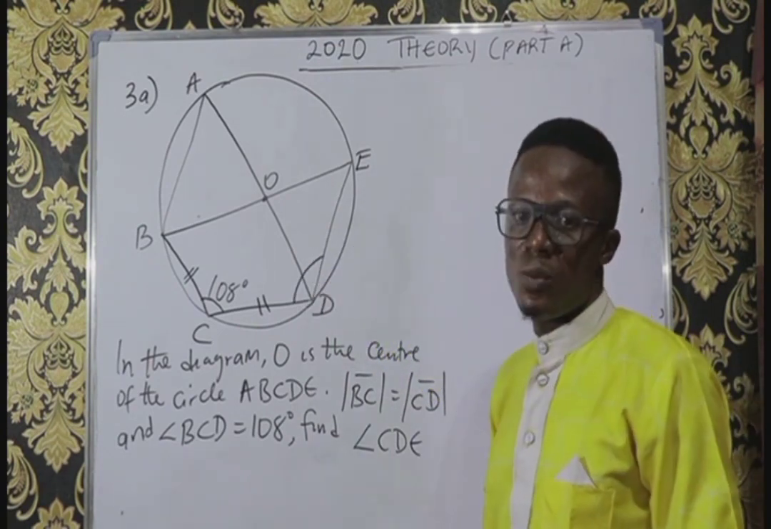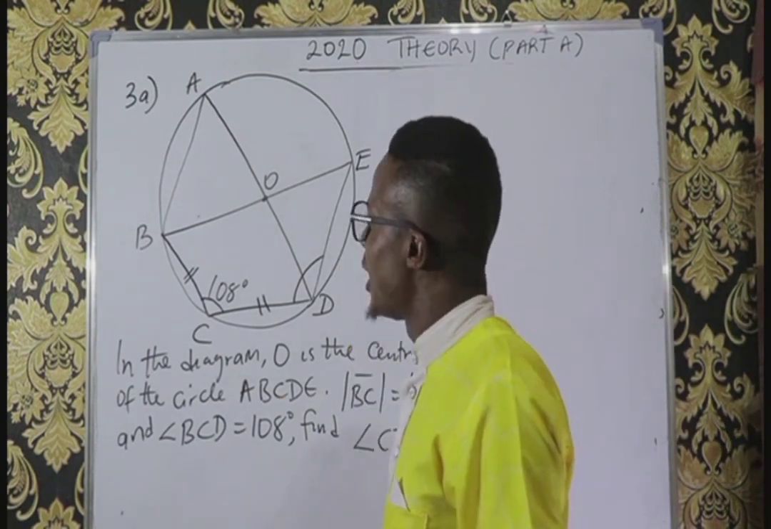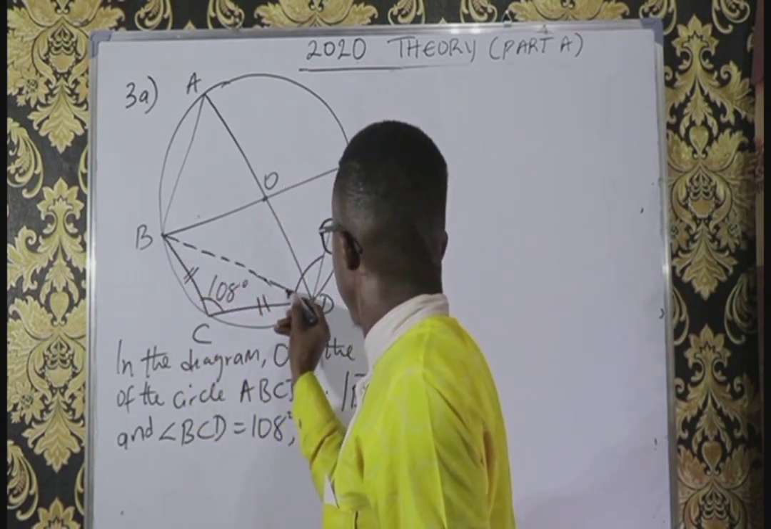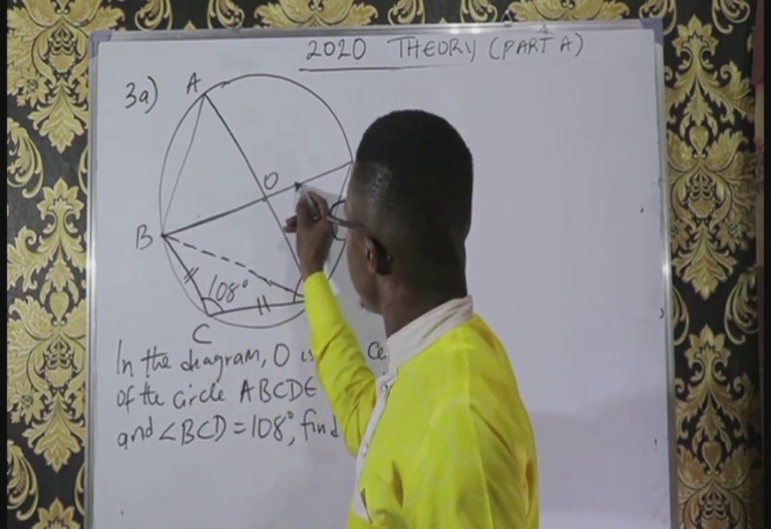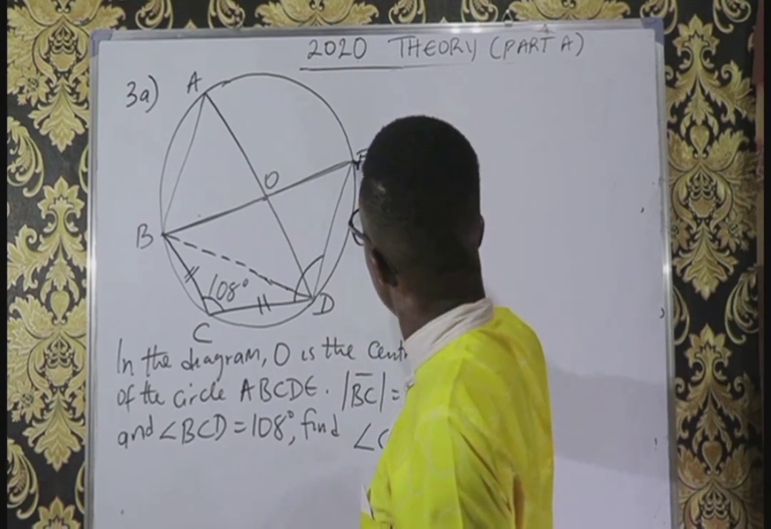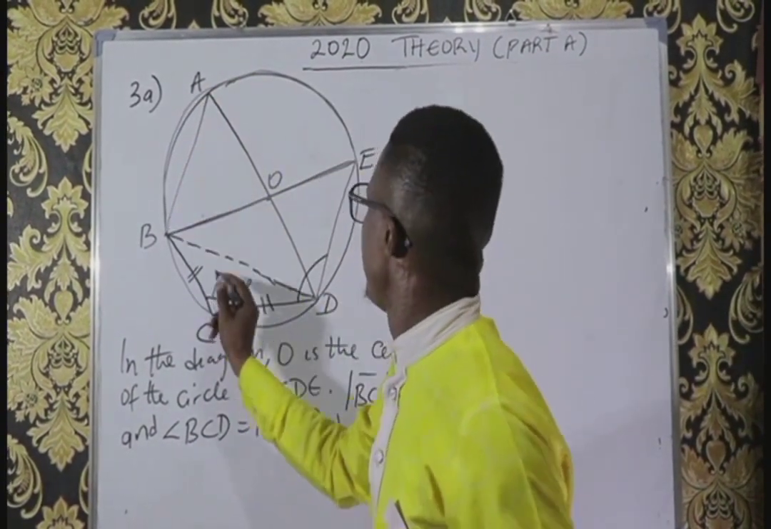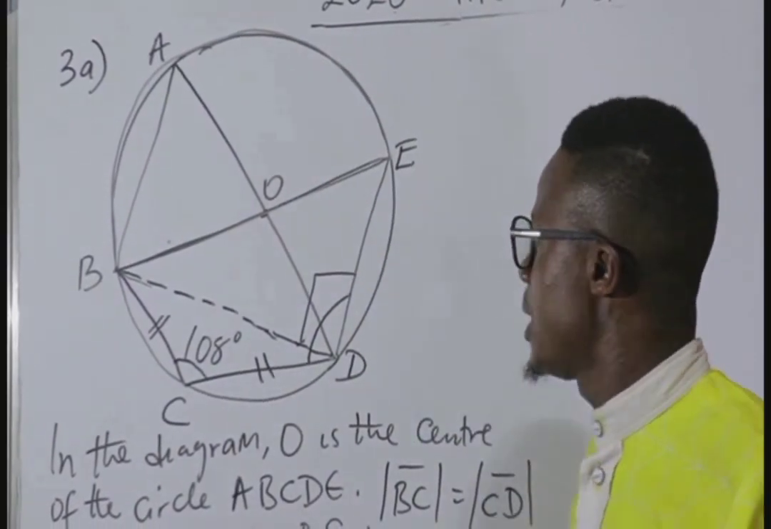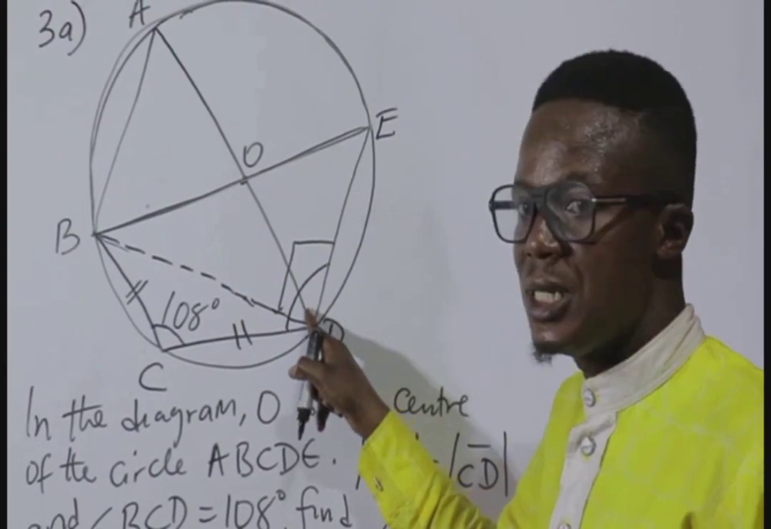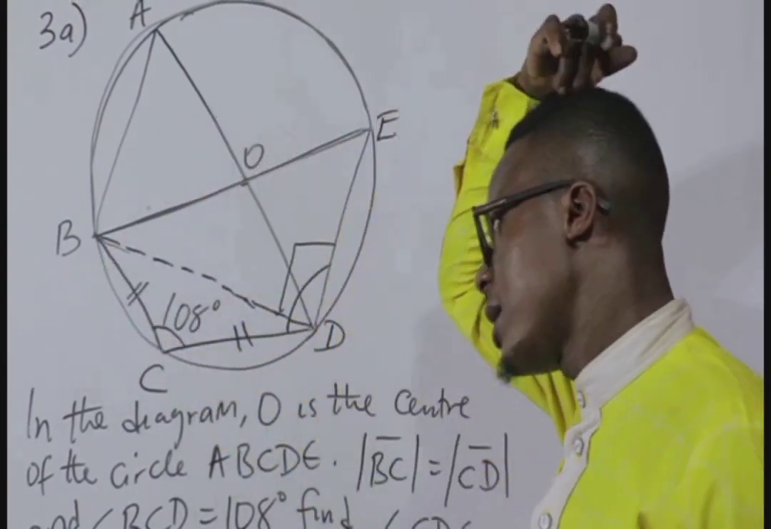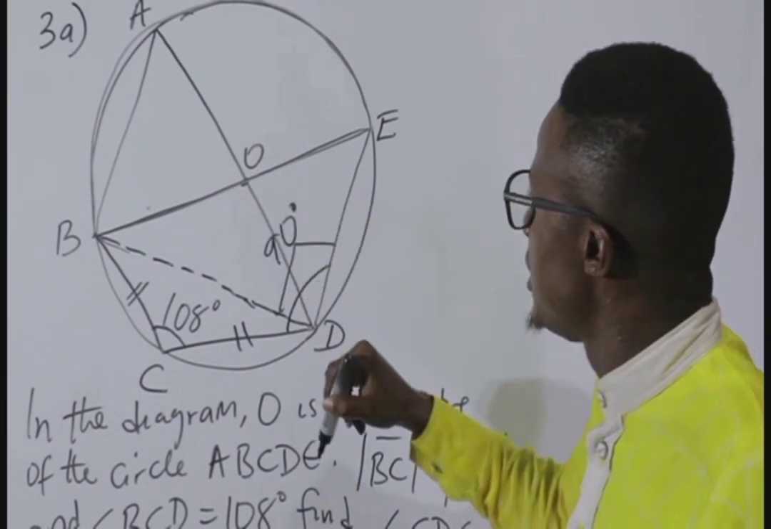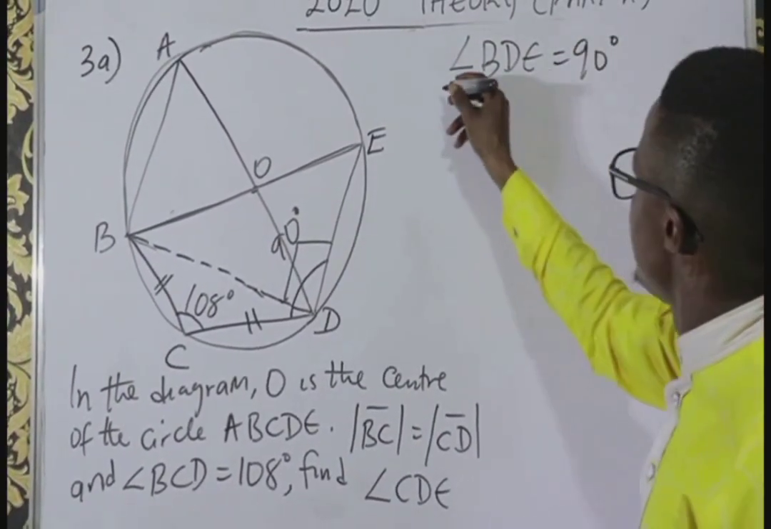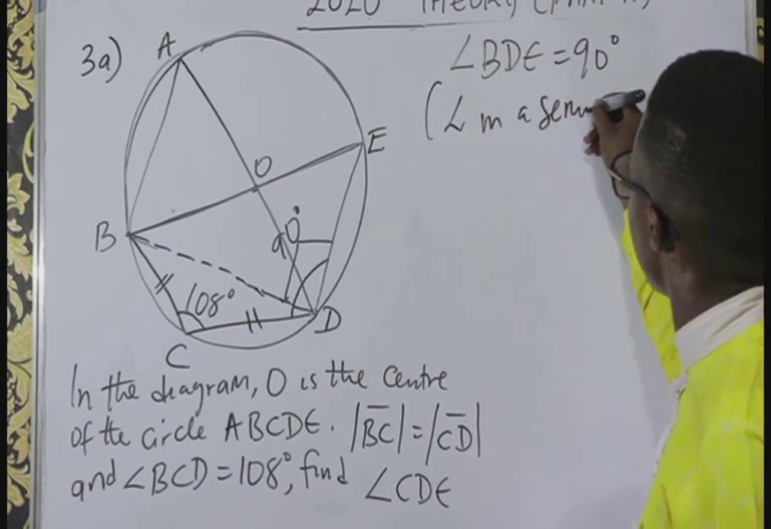Now you cannot get this without making a construction, because there's nothing we can do here. So if I were you, I will join this particular point. If I join it, you can see that this is a diameter. Since here is O, the center, this is a diameter. And this arc is forming an angle at the circumference, this particular angle. And you know that angle in a semicircle is 90 degrees. Since this is a diameter, this is a semicircle, and the angle in a semicircle is 90. Therefore, this angle here is 90 degrees. So you can write angle BDE equal to 90 degrees. Reason: angle in a semicircle.